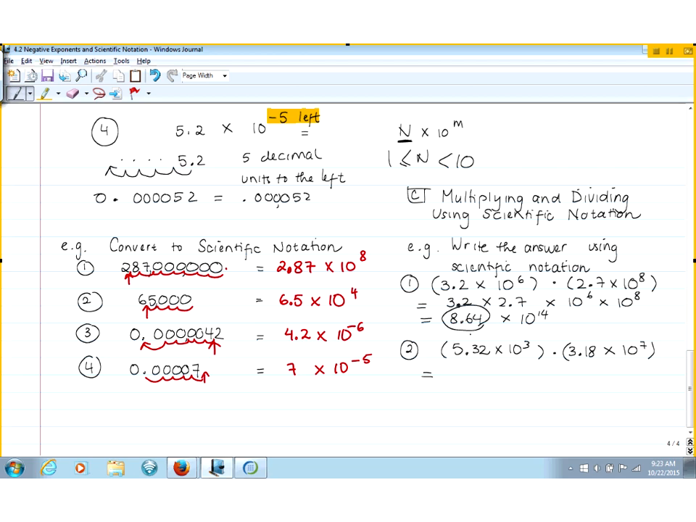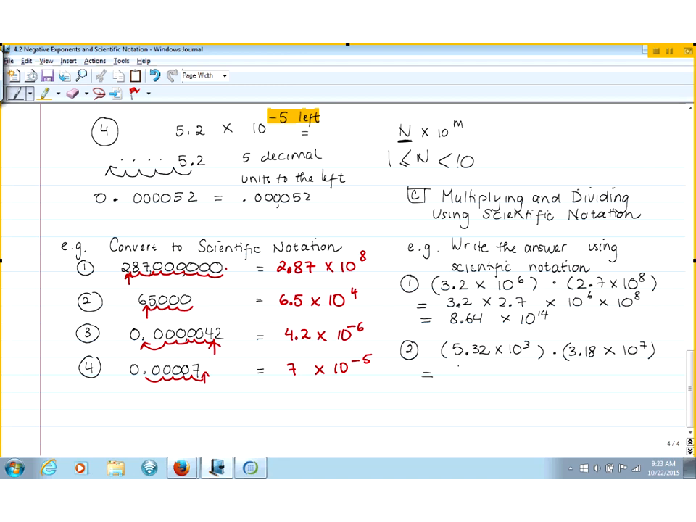You check this number, right? This number is in between what? Between 1 and 10. So yes, this is in scientific notation. Why? Because this number is between 1 and 10. Okay.